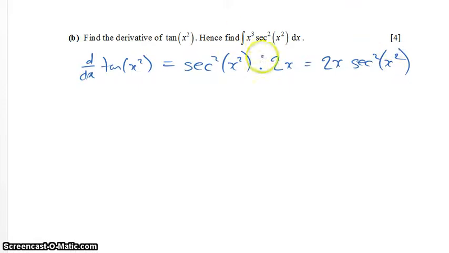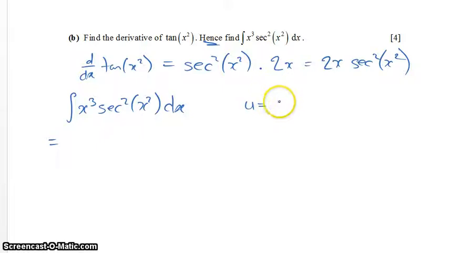So hence find this. The first part should be a bit of a clue to you, and the word hence is another clue. We're going to have to use by parts, and they're hinting at us to integrate the secant squared here. So the integral of x cubed secant squared x squared dx, I'm going to split that up. I'm going to let u, the thing I'm going to differentiate, equal x squared. I'm going to let dv by dx, the thing I'm going to integrate, equal x secant squared x squared.